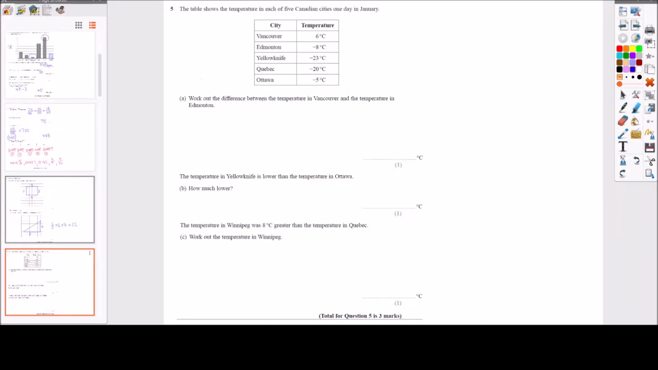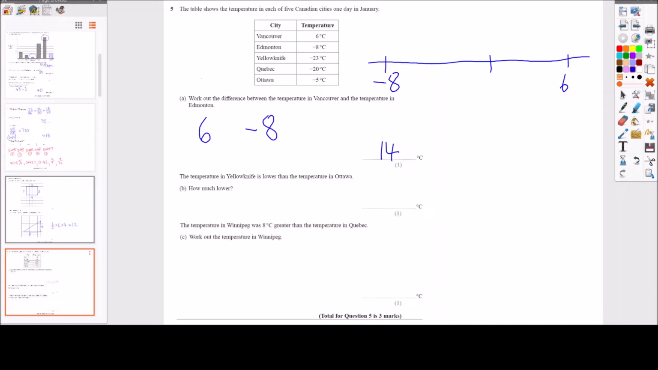Question 5. Work out the difference between the temperature in Vancouver, which is 6, and Edmonton, which is -8. So picture a number line, okay, where we're going all the way from -8 up to 6. What's the difference there? Well, it's 8 to get up to 0, then another 6. 8 and 6 is 14. If you like, you could have gone 6 minus -8, which would have been 6 plus 8, which is 14.